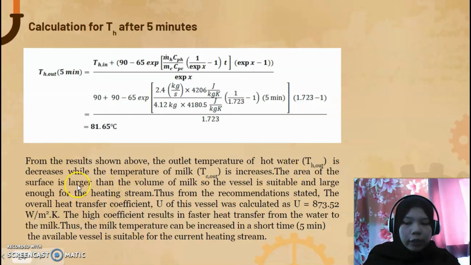So the area of the surface is larger than the value required for the milk. So the vessel is suitable and large enough for the heating stream. Then the value of U, the overall heat transfer coefficient, is 873.52 watt over m square Kelvin. The value is quite high, so when the coefficient is high, it will result in faster heat transfer from the hot water to the milk. Thus, the milk temperature can be increased in a short time, which is 5 minutes. So, we can conclude that the available vessel is suitable for the current heating stream.